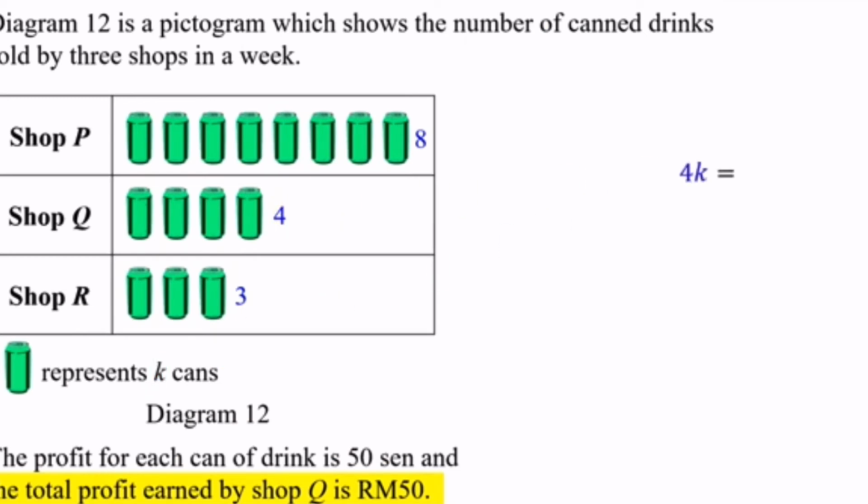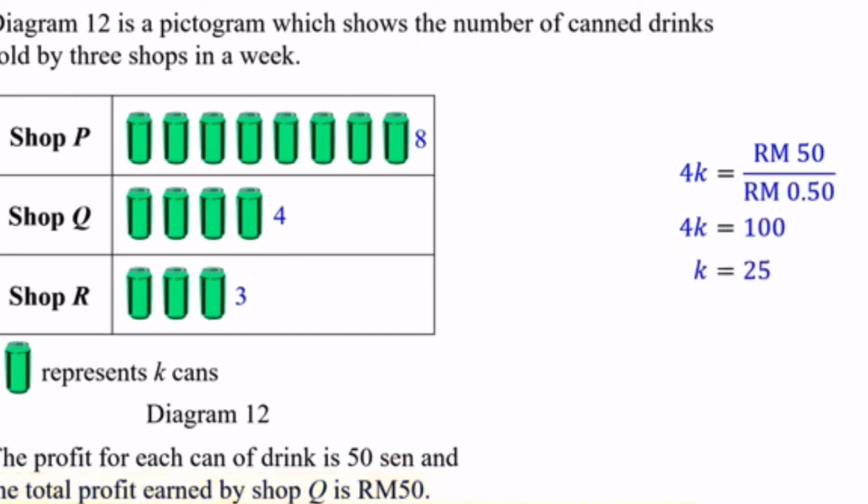So it's unknown. So that means 4K is equal to 50 because the question says for the shop Q you have 50 ringgit, divided by 0.50. So 4K is equal to 100. So K is equal to 25. So you solve based on the information given, and then you will take 8 minus 3 because of the difference. You times 25, and then you times the price for each of the can, which is 50 cents. So the total answer is 62 ringgit 50 cents.